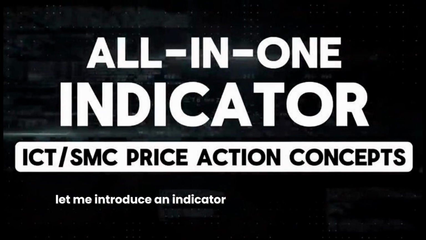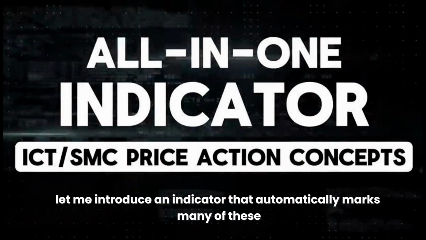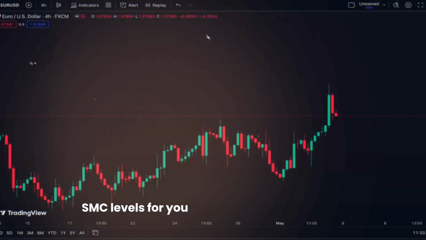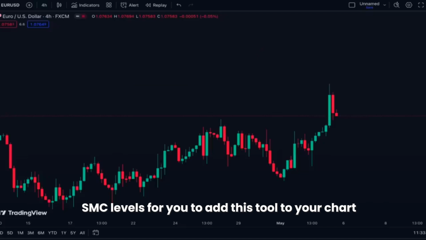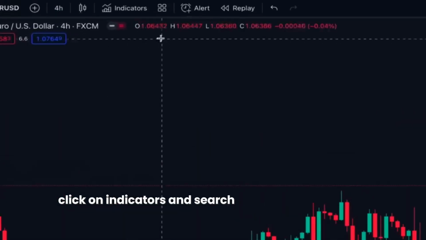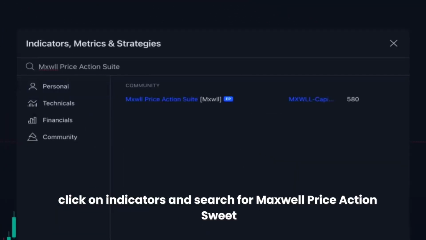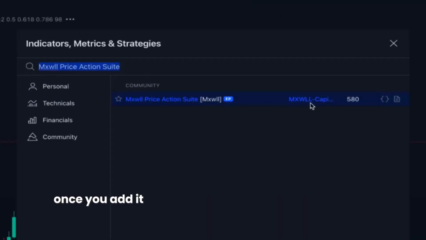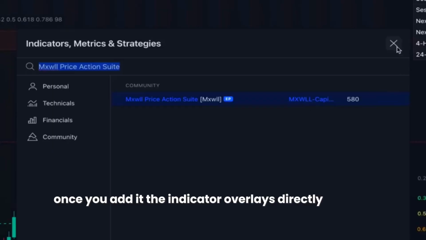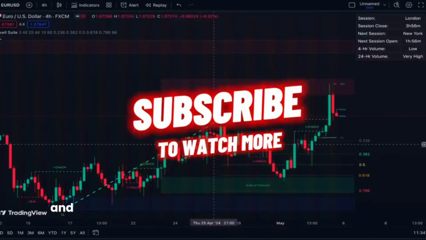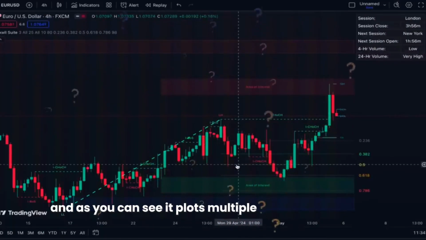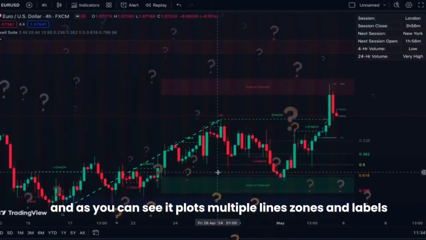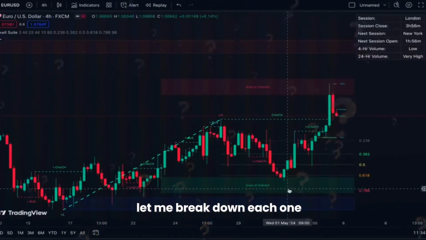All right, now, let me introduce an indicator that automatically marks many of these SMC levels for you. To add this tool to your chart, click on Indicators and search for Maxwell Price Action Suite. It's an editor's picks indicator created by Maxwell Capital Trading. Once you add it, the indicator overlays directly onto your chart. And as you can see, it plots multiple lines, zones, and labels. Let me break down each one.